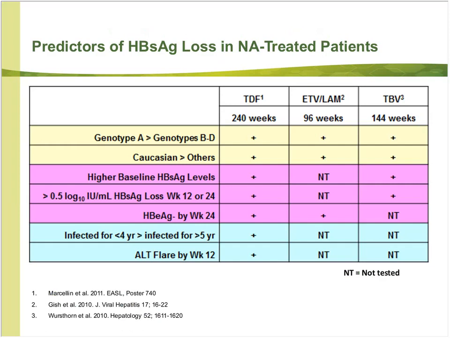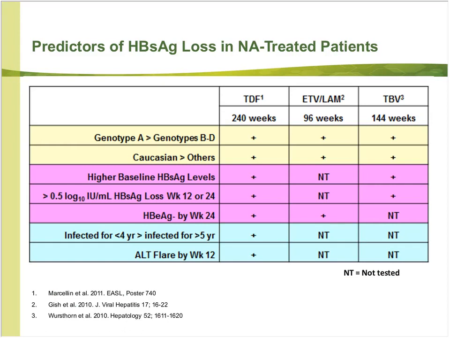Predictors of S antigen loss now in NUC-treated patients. This is a combined table from 3 different studies. And we're going to drop down now to the orange bars, or the higher quant S levels, as we mentioned earlier, help predict S loss. But more importantly, it's the dynamic. You need about a half log reduction at week 12 or 24, or E antigen negative by week 24 in the tenofovir group to say that they had a higher chance of S loss. So it's really hard to lose S, say, if your E antigen is remaining positive. So we have a matrix.